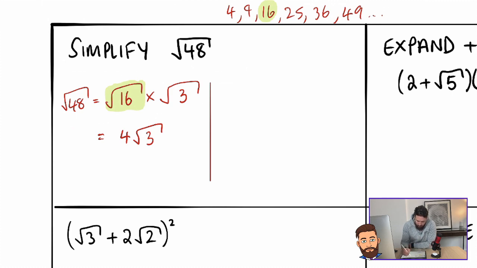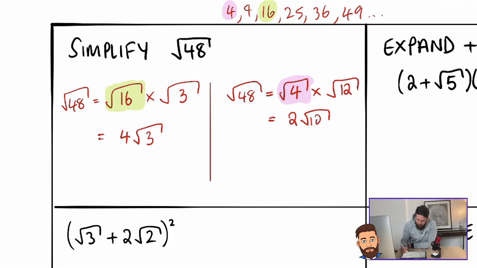Alternatively, if you didn't spot, I know it needs to be broken down into two blank surds. I know that 4 goes into 48. How many times does 4 go into 48? 12. I know that the square root of 4 is 2, so I've got 2 root 12.